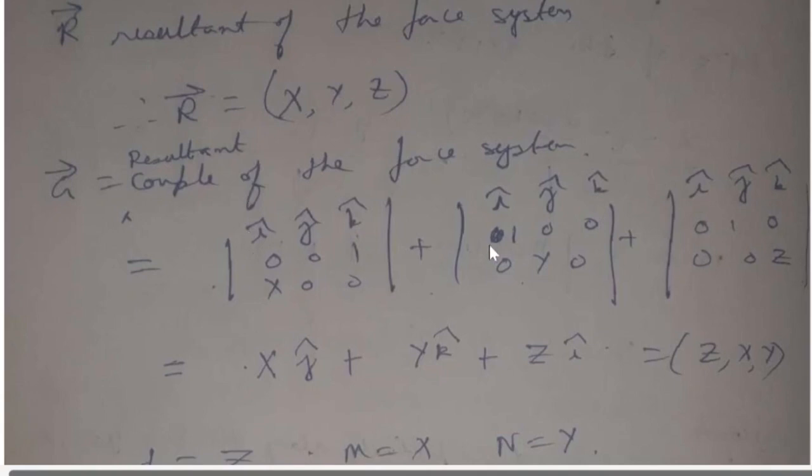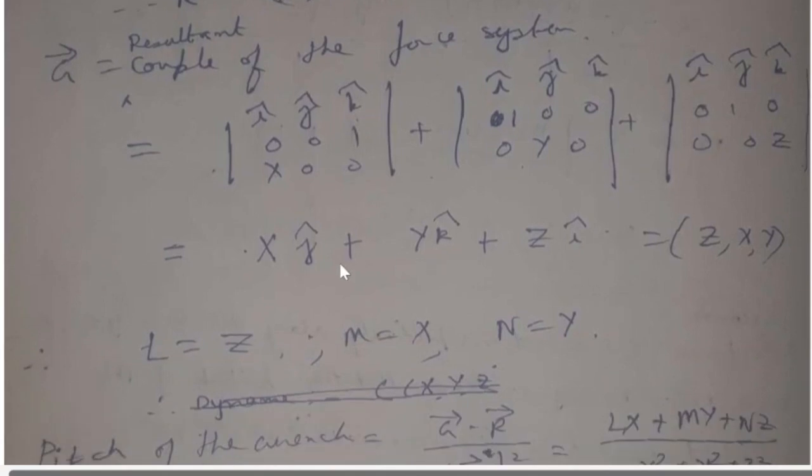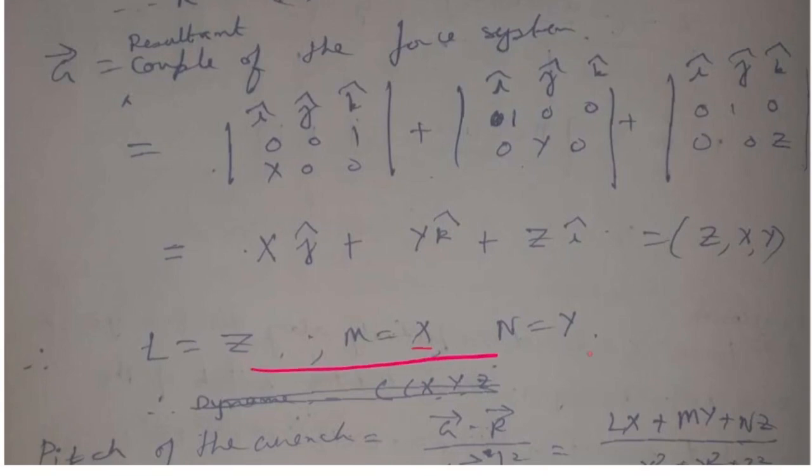So as I said, I have used these points as points of application and the corresponding forces. So this will be equal to this, coming after you calculate, an easy calculation, this is Z, X, Y. So L equals Z, M equals X, N equals Y. Okay, so I have computed the elements I need. I already know X, Y, Z, because they are given in these symbols only, capital X, capital Y, capital Z.